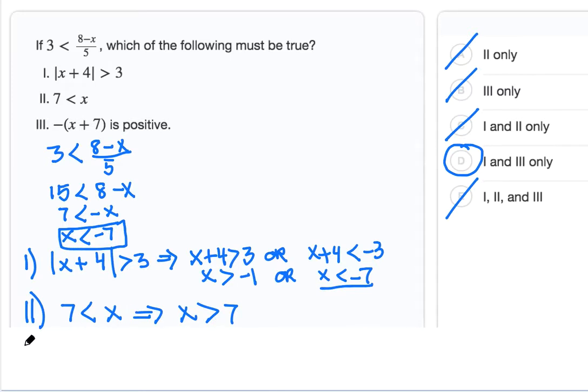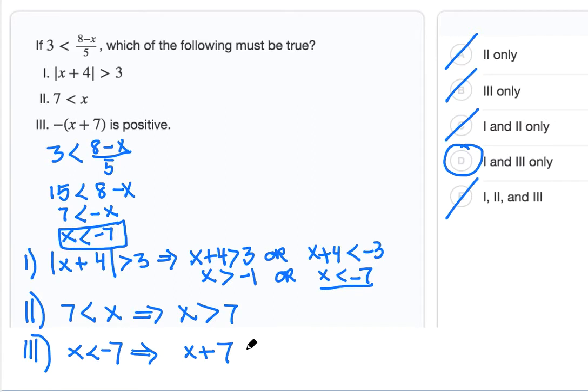So if this were the actual test, you could go on to another question, but just for the sake of a complete solution, we're also going to look at Roman numeral 3. So Roman numeral 3 says that minus x plus 7 is positive. Well, if we start with our given inequality that x is less than -7 and manipulate this a bit, I think we can get somewhere.